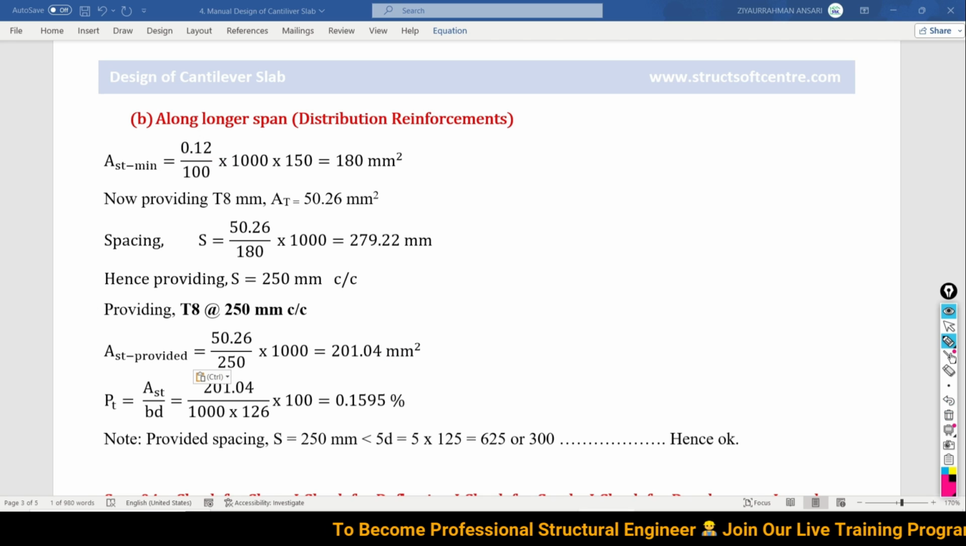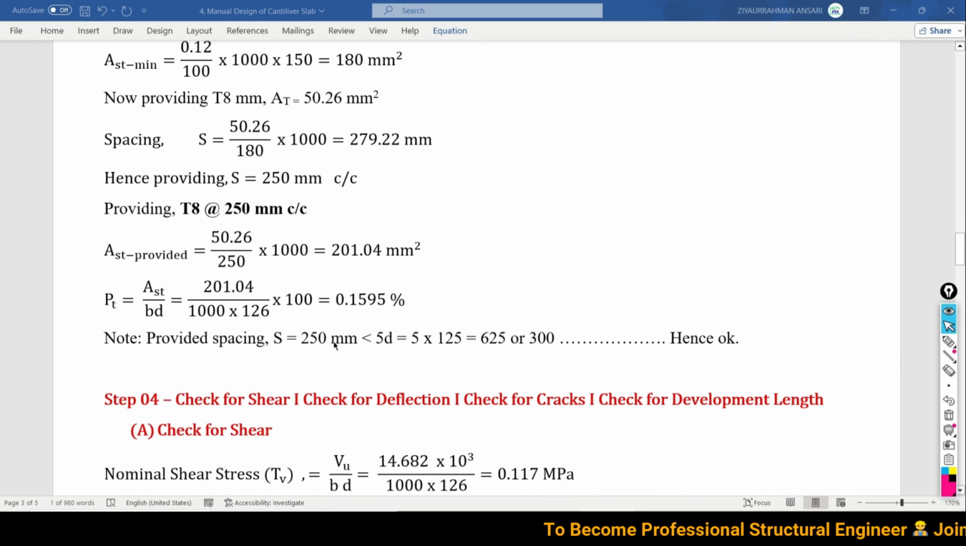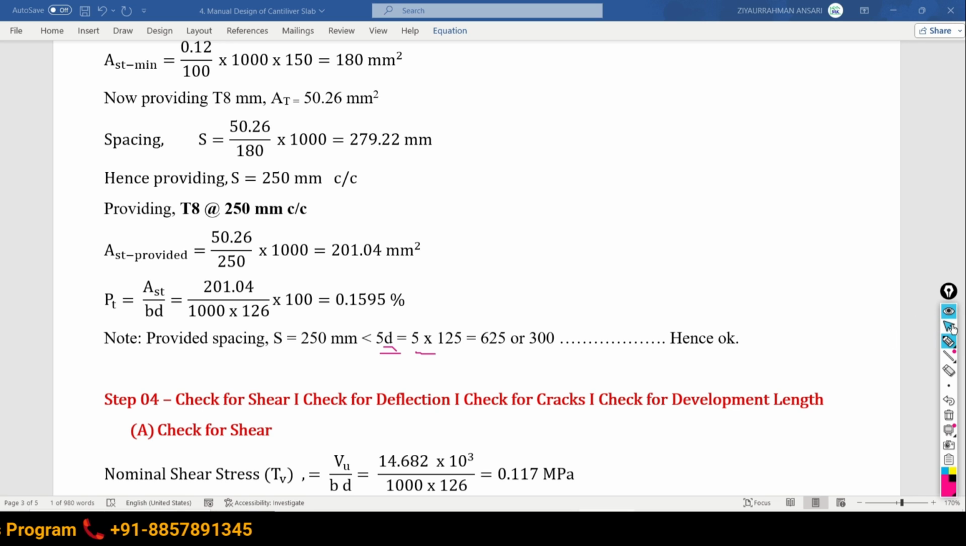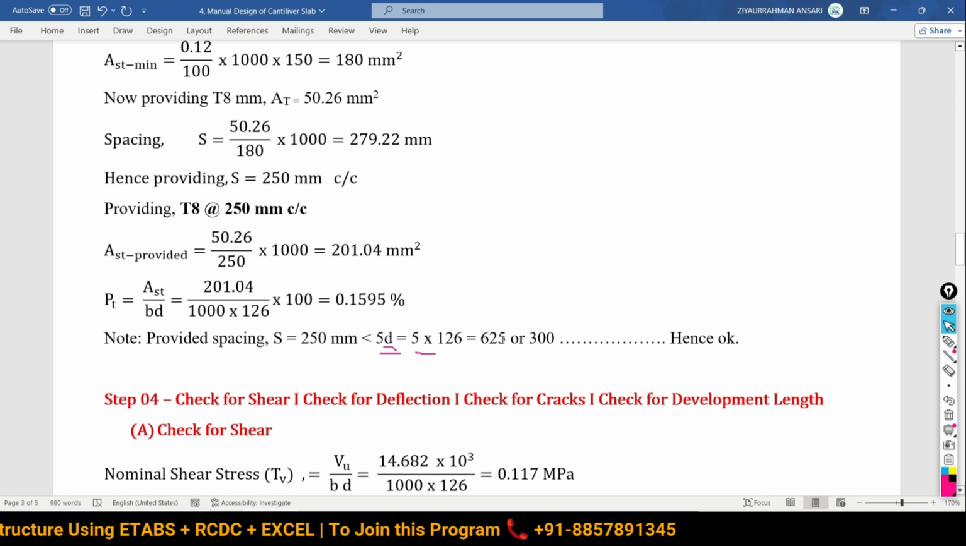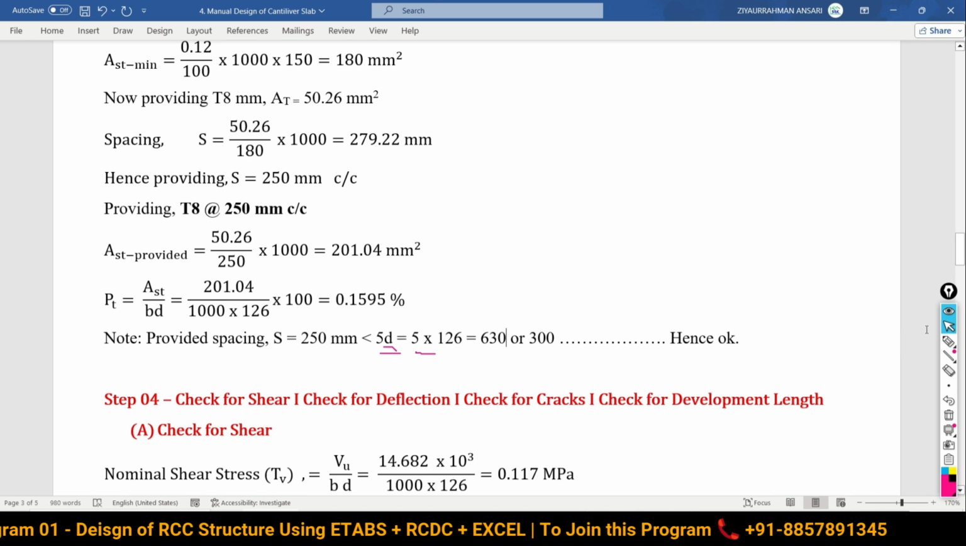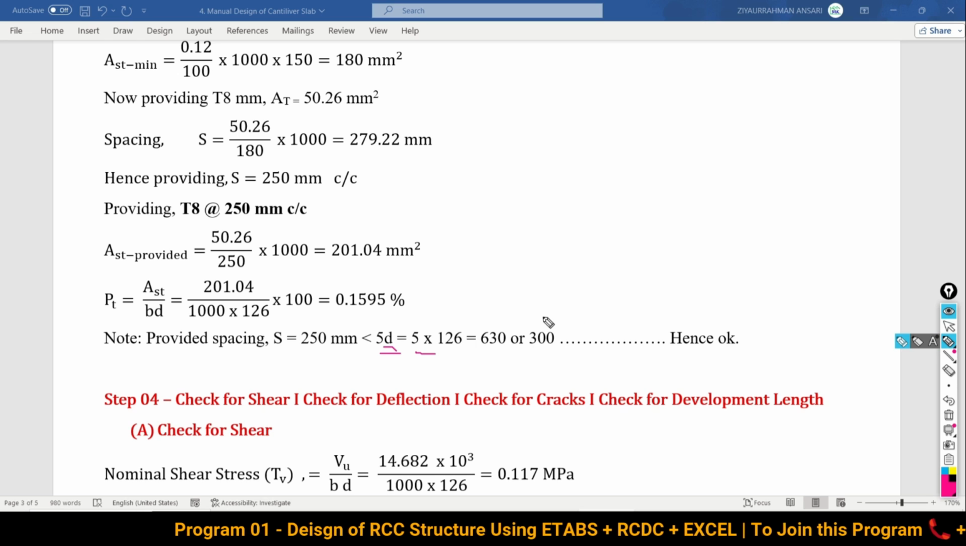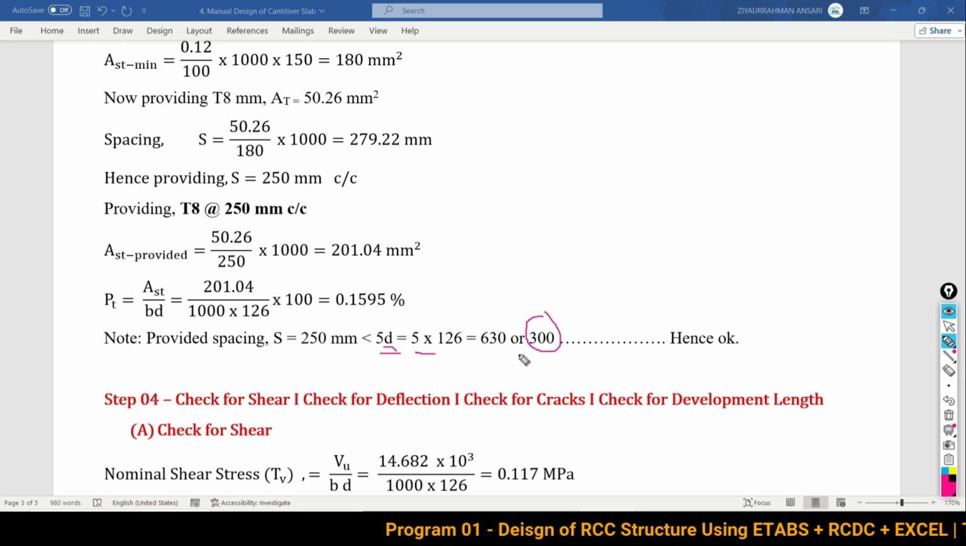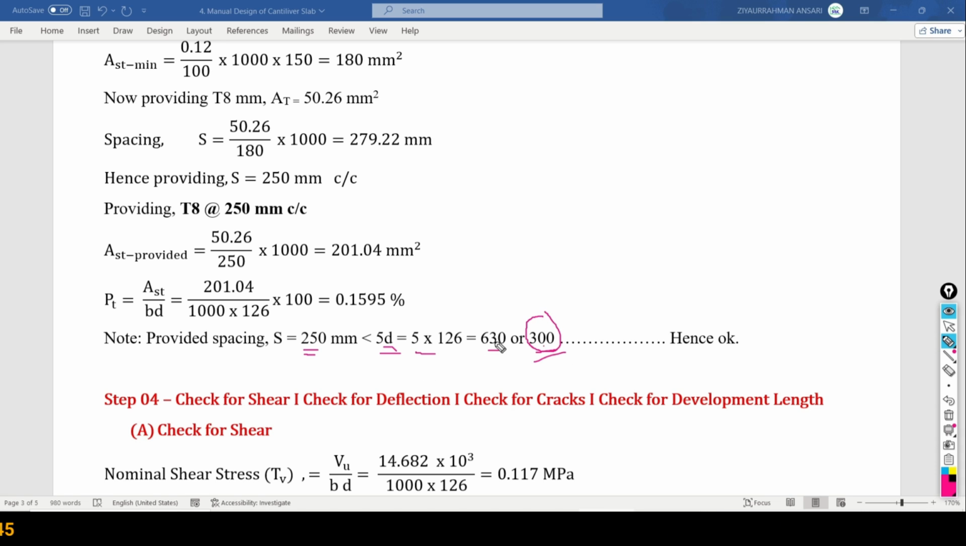And the IS code has recommended to provide a spacing not more than 5 times d. 5 times d, that is what? 5 times the effective depth. How much is the effective depth? We have 126. By mistake here it is written as 125, it is 126. So it is going to become 630, and in no case does the IS code allow a spacing more than 300. So your provided spacing of 250 is less than these two values. So that's a good thing. In no case are you allowed to provide a spacing more than these two values.